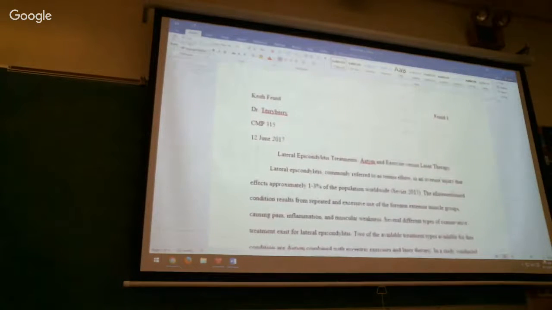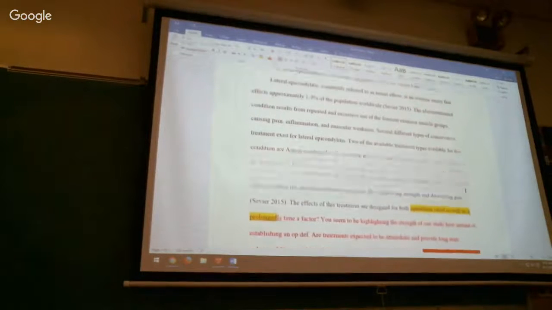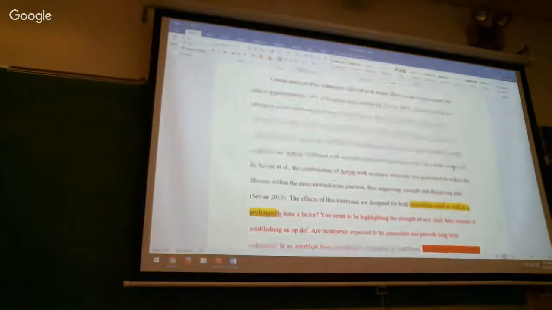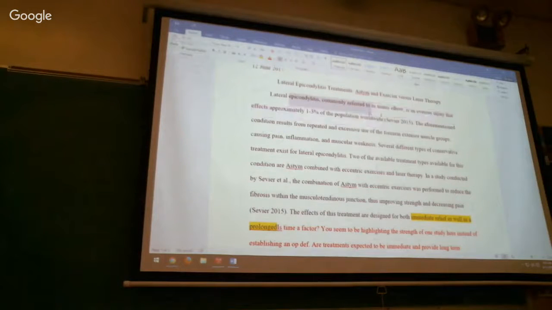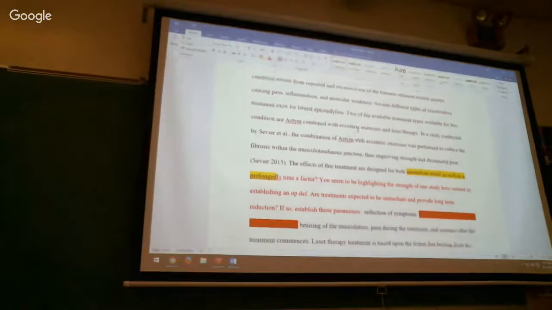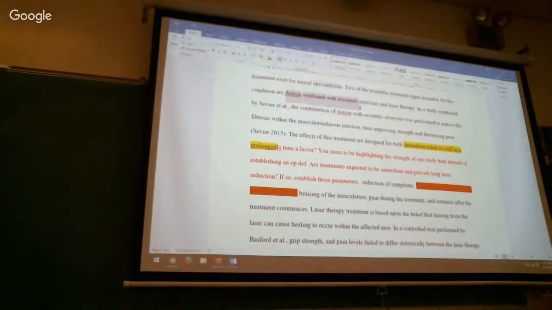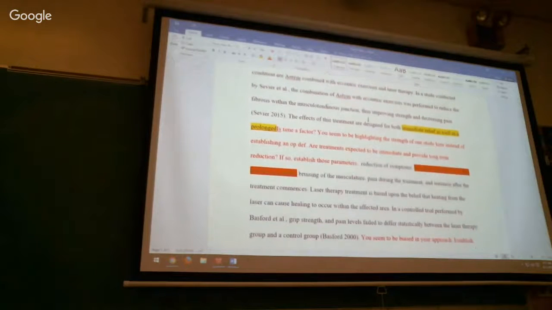Okay, so he's doing tennis elbow, A-stem versus laser therapy. All right, so he starts off telling me about 1 to 3% of the population worldwide. I couldn't care less how many people have it. But different conservative treatment options exist. Two of the treatments are this and this, which is great. So now take a look at what he does here. This is in a study conducted by Sepier et al. The combination of base-stem with eccentric exercise was performed to reduce the fibrosis within this junction, thus improving strength and decreasing pain.